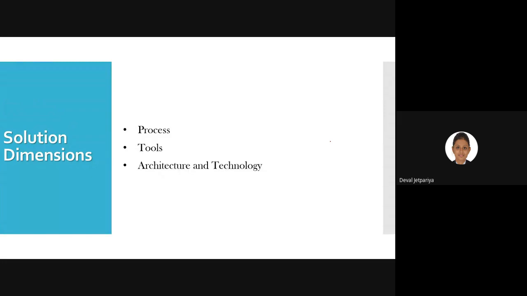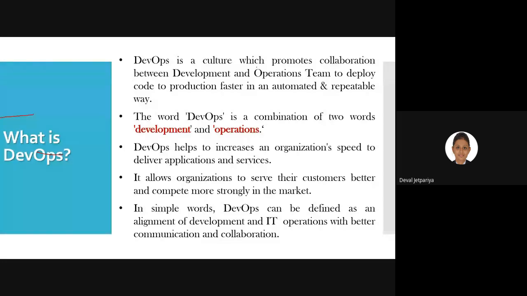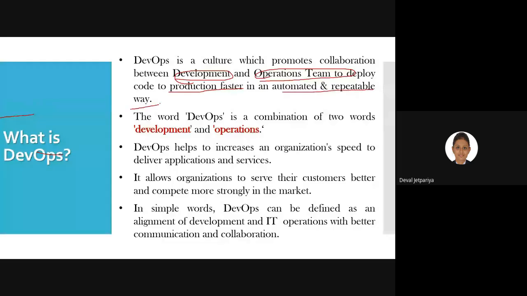Now, what is DevOps? After that, we'll start its actual working. As I had said, DevOps is a culture which promotes collaboration between developer and operation teams to deploy code to production faster and in an automated and repeatable way. So, are you clear that DevOps is nothing but the combination of software development as well as IT operations? The word DevOps is a combination of development and operation. DevOps helps to increase an organization's speed to deliver applications and services. So this is the working.